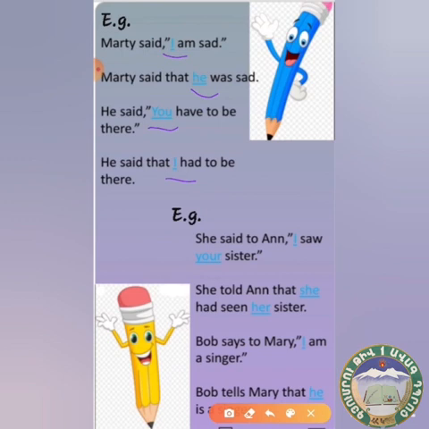Another example, she said to Anne, I saw your sister. She told Anne that she had seen her sister. Here we change I into she and your into her. Bob says to Mary, I am a singer. Bob tells Mary that he is a singer. Here we change I into he.